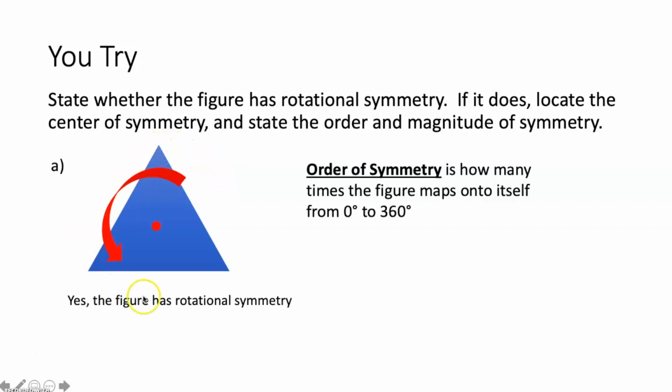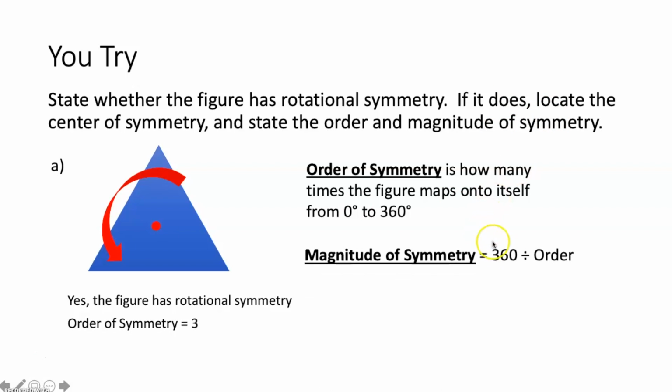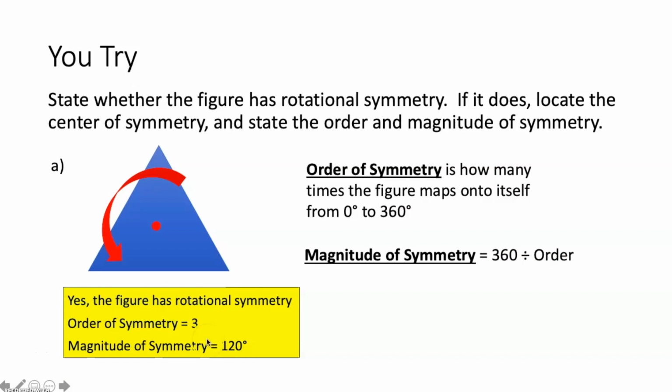So that would be 1, 2, and then 3, because we count that 360-degree rotation, so that would be an order of symmetry of 3. And then we find the magnitude of symmetry by taking 360 degrees and dividing it by the order. So 360 divided by 3 is actually going to give you 120 degrees. That's how many degrees it'll take to rotate around this point in order to get this figure to map onto itself to be the same figure.